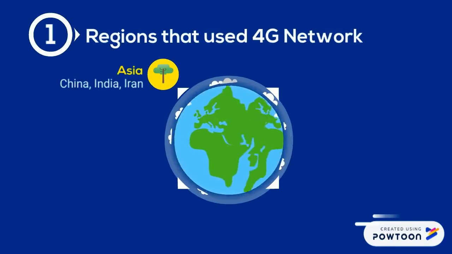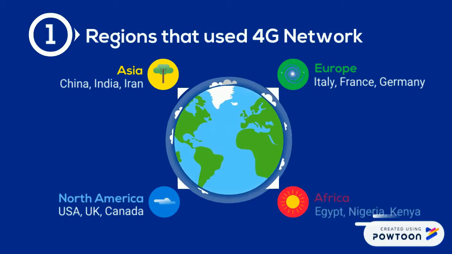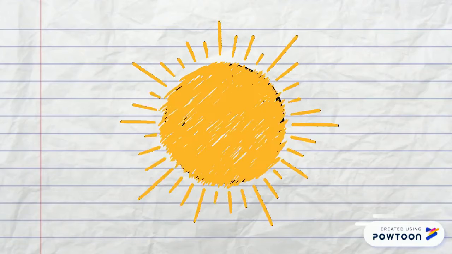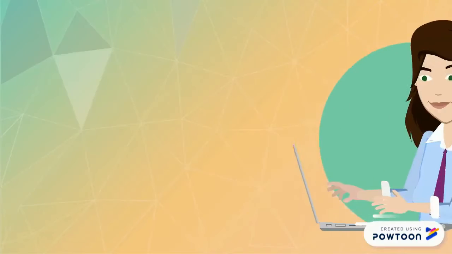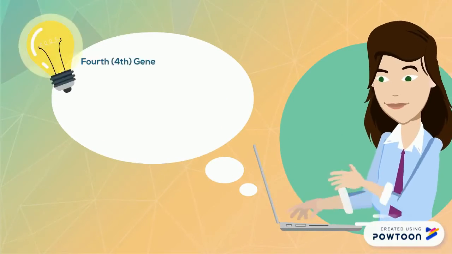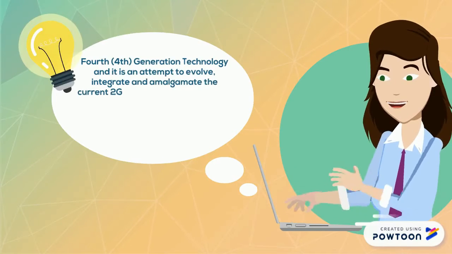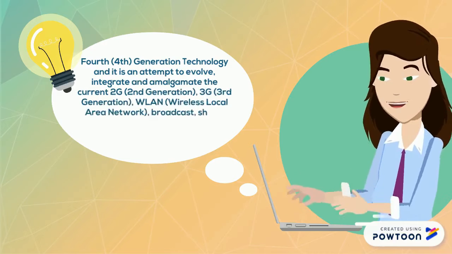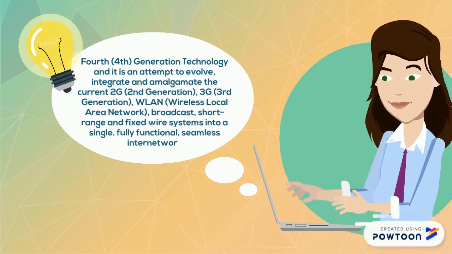This network communication had been used around the world, including Asia, Africa, North America, South America, Europe, and Australia. Fourth generation technology is an attempt to involve, integrate, and amalgamate the current 2G, 3G, wireline, broadcast, short-range, and fixed-wire system into a single, fully functional, seamless internetwork.